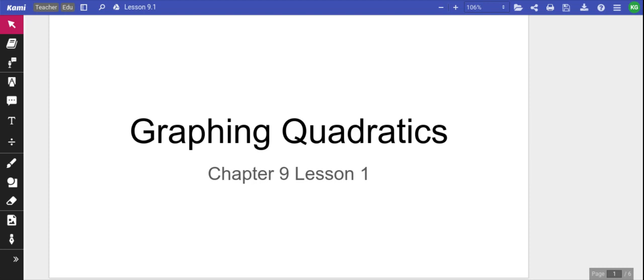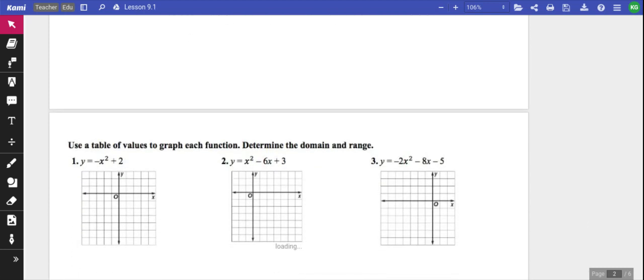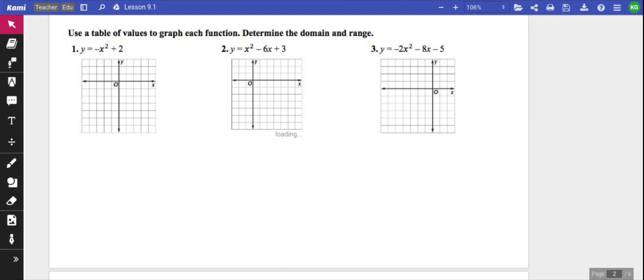Chapter 9, Lesson 1, Graphing Quadratics. So the first way we're going to do quadratics today is by using an XY table.